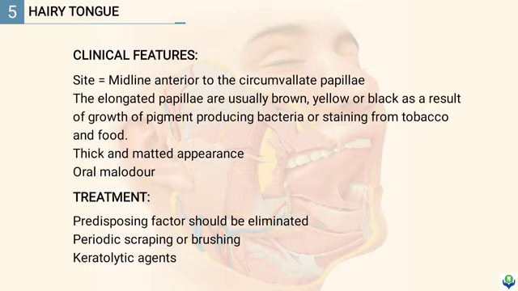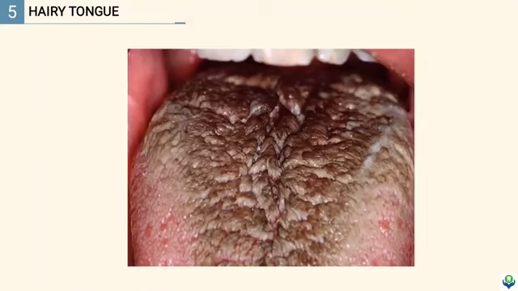Thick and matted appearance is a characteristic feature of hairy tongue, and we also find oral malodor. For the treatment of hairy tongue, the predisposing factors should be eliminated, and periodic scraping or brushing must be done, and we can also use some keratolytic agents. This picture depicts hairy tongue.